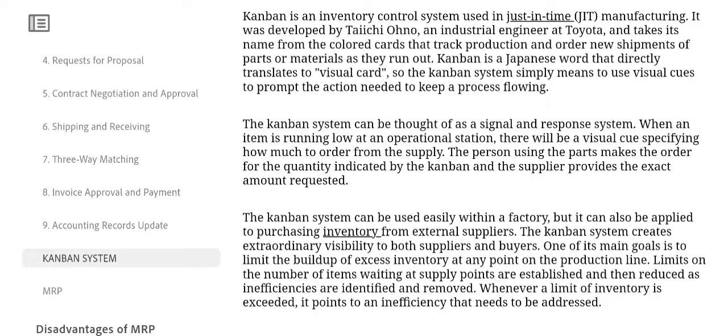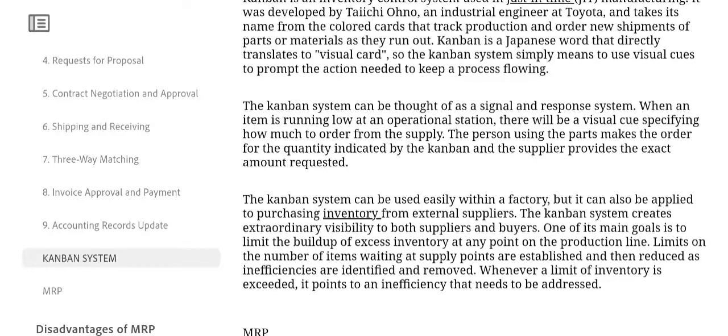The person using the parts makes the order for a quantity indicated by the Kanban, and the supplier provides the exact amount requested. Means what? By the visual cards, the purchaser or the person who is working with the project should know that this item is less in quantity and they should order the same.